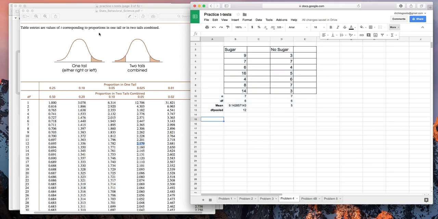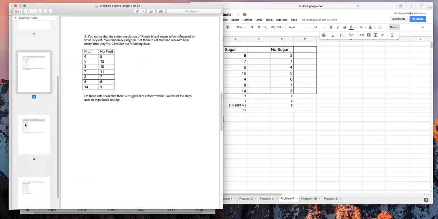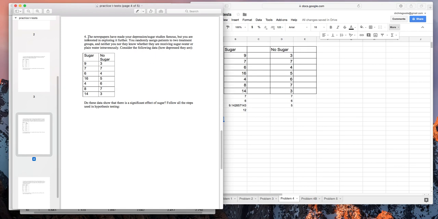Hi, Chris Good here, and we're going to get to the next practice t-test problem. This one's number 4. What does it say? The newspapers have made your depression/sugar studies famous, but you're interested in exploring it further.